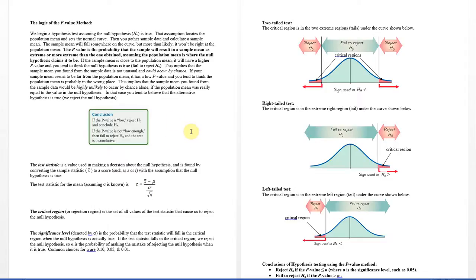However, if the p-value I get is really high, then I'm going to be like, hey, this seems pretty likely if H naught is true. So I would fail to reject it, and the test is a little inconclusive in that case. The idea is that we're going to gather evidence by formulating test statistics, or coming up with z-scores, and then looking at the probability of getting that z-score or worse.